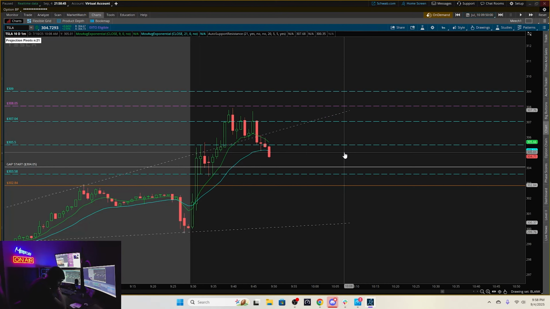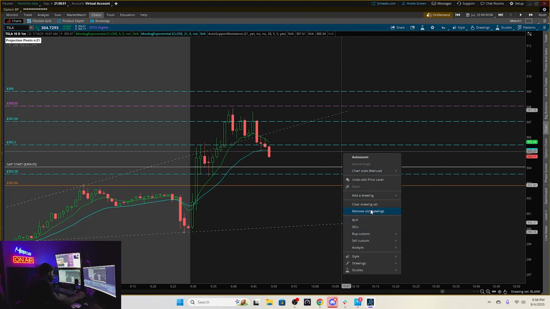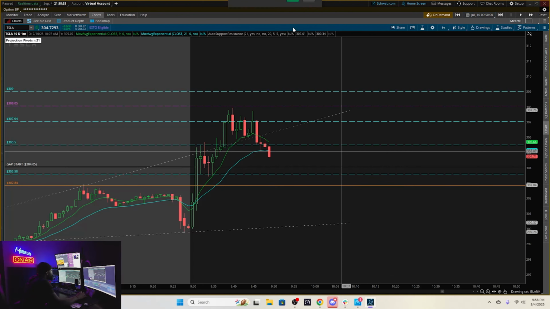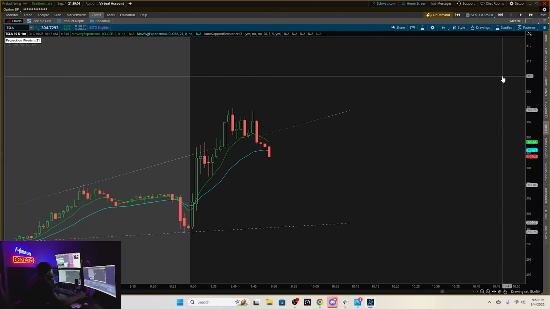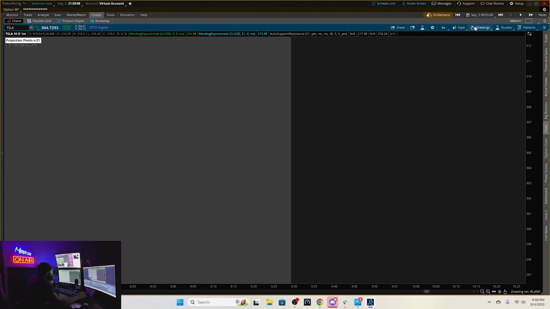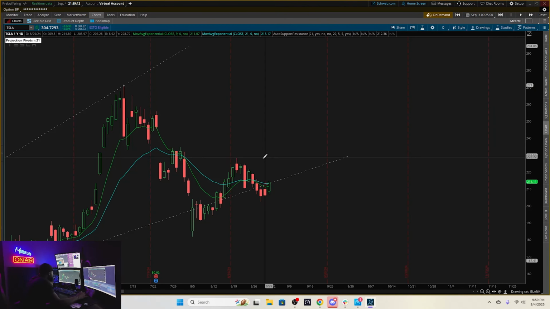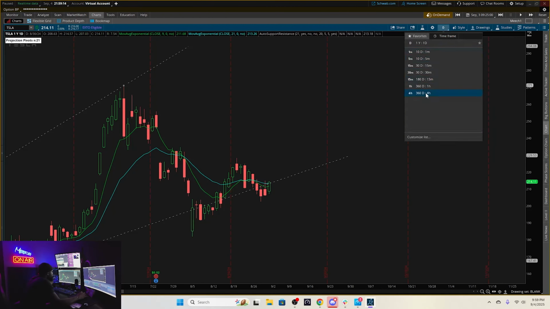Next trade I have is September 3rd, 2024. Let me clear this. September 3rd, 2024. And let's check the daily time frame. No gaps to fill. Let's go to the 4-hour.